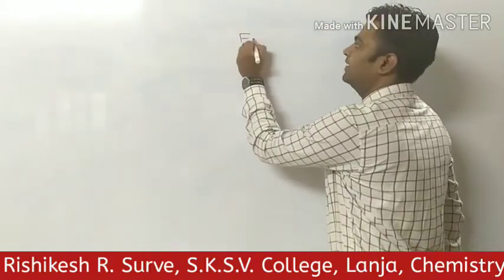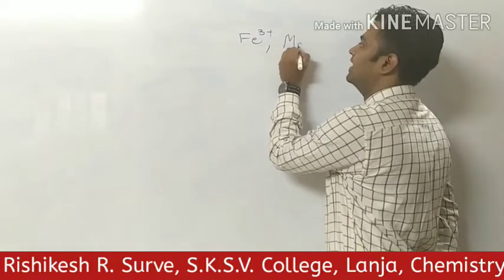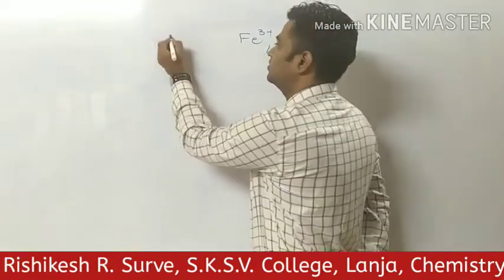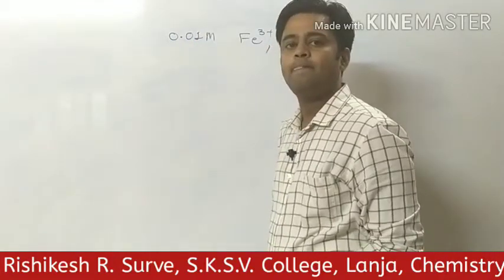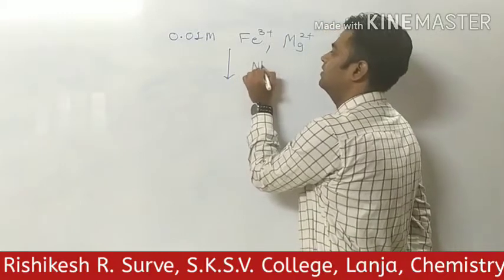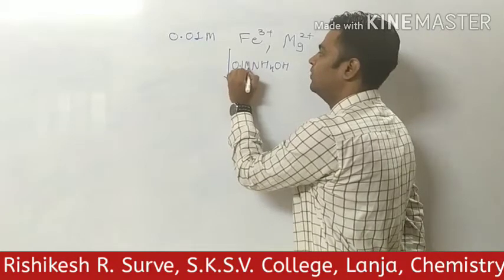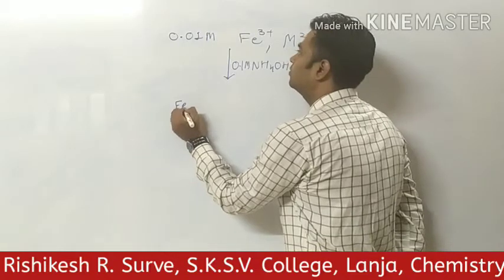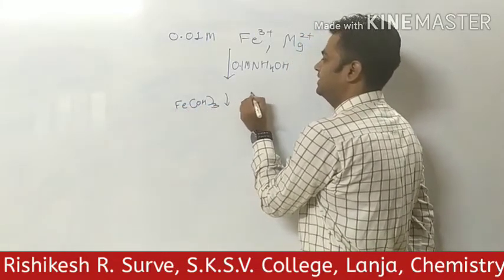Suppose we have been provided with two metal ions, Fe3+ and Mg2+, whose concentration is 0.01 molar. Then, on addition of ammonium hydroxide of 0.1 molar concentration, both of them will form hydroxide precipitate.